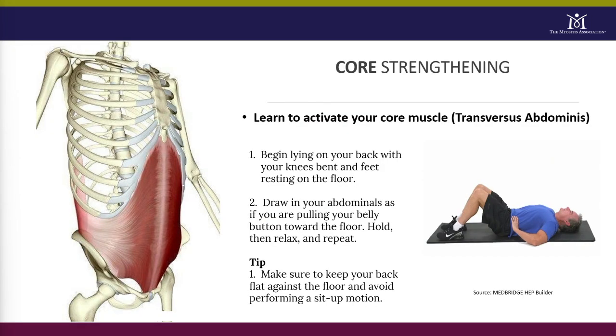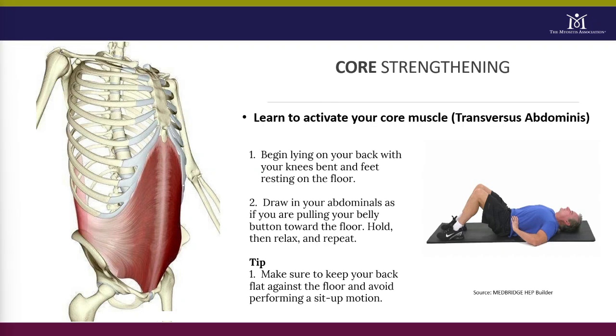So for the core strengthening, strengthening your core muscle is really important in patients with myositis. Among the core muscles, we want you to focus on the transversus abdominis muscle to strengthen the core. The TA muscle, think of it as your natural brace because it wraps around your trunk. It provides support in your spine and your pelvis.